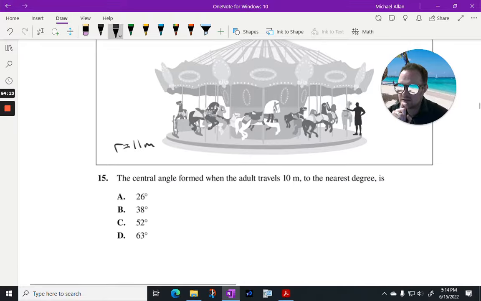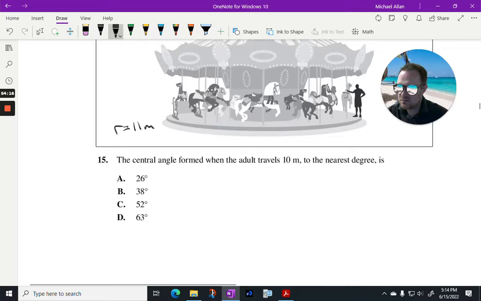Sit on the outside edge. The central angle formed when the adult travels 10 meters around, to the nearest degree, is, and I'm just going to guess it's the 52. That's my guess. Or should I guess it's 30? I think it's 50-ish. It's not quite 60. I'm going to guess it's 50.